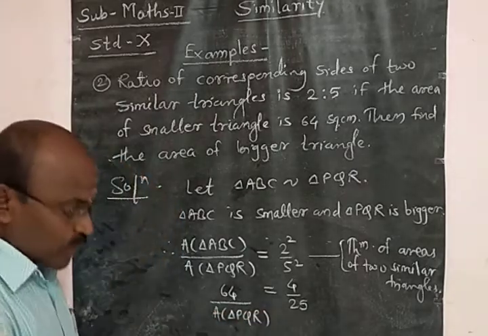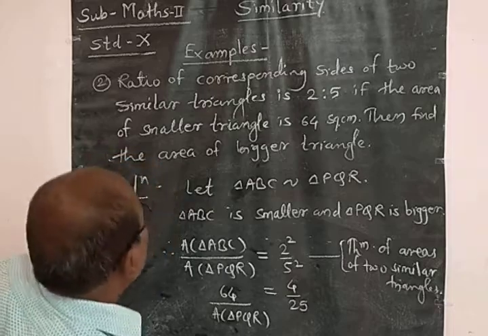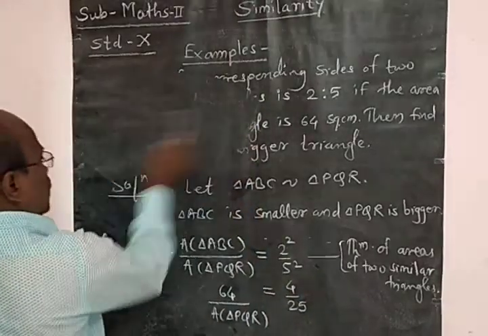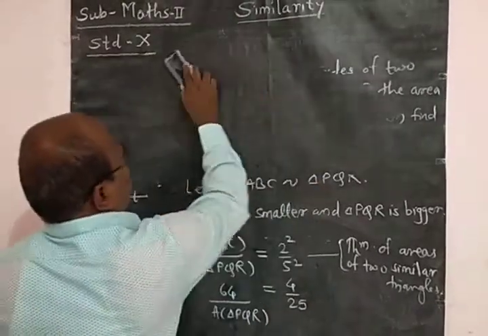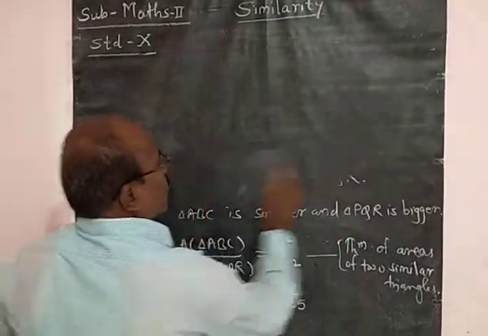Okay, now do the cross multiplication here. So you can do the cross multiplication here. How to?